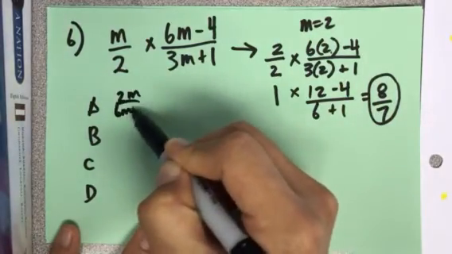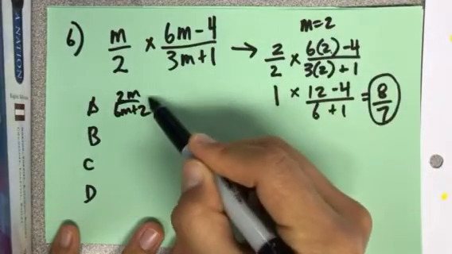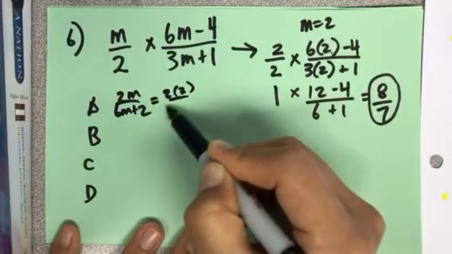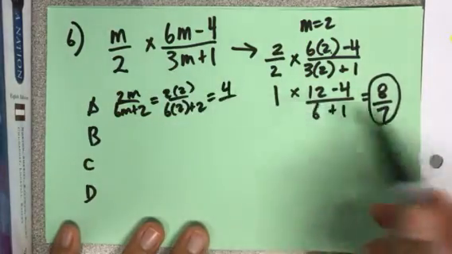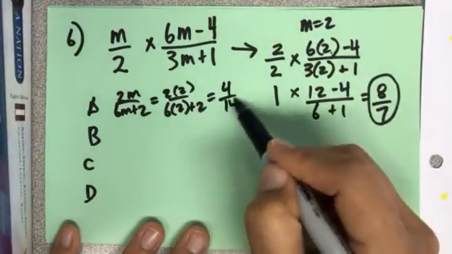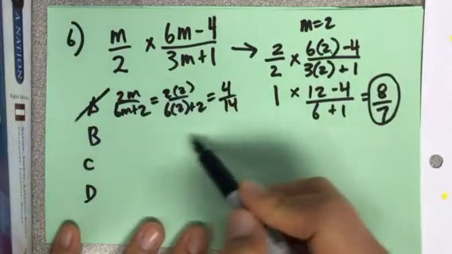2m over 6m plus 2. You take this 2, you plug it in here. So that'd be 2 times 2 over 6 times 2 plus 2. That's 4 over 12 plus 2, 14. That's not a match. That's out. Okay? You would do the same thing for B.